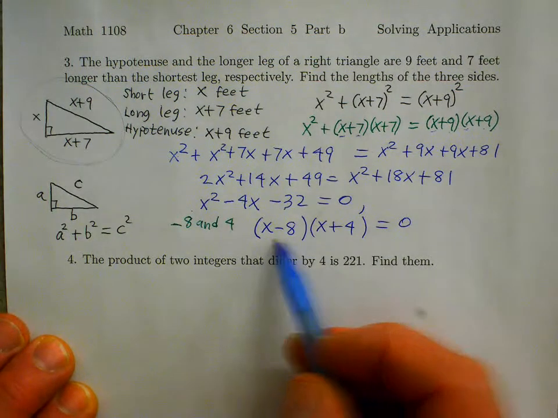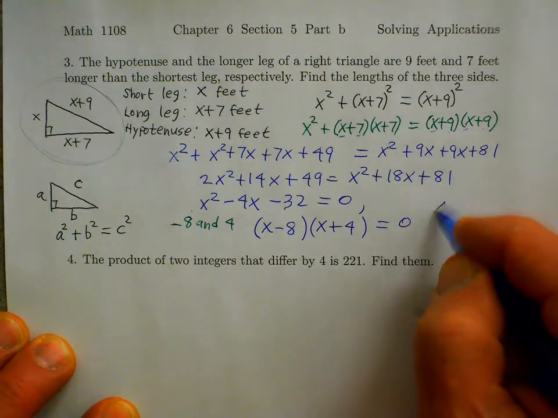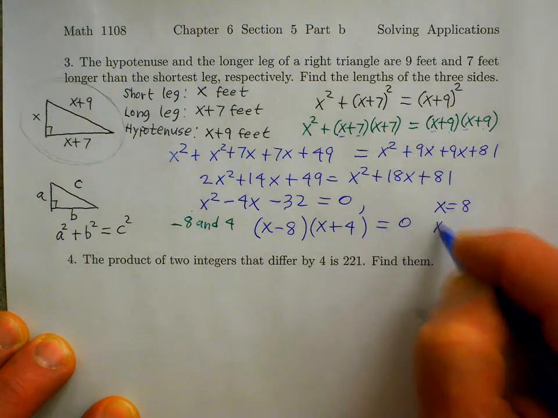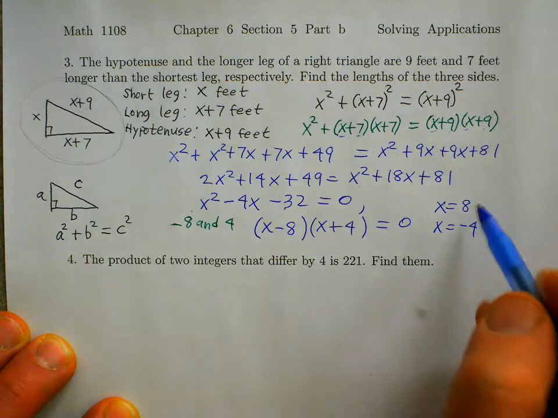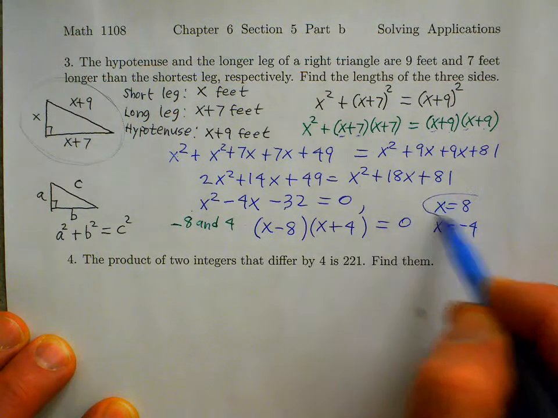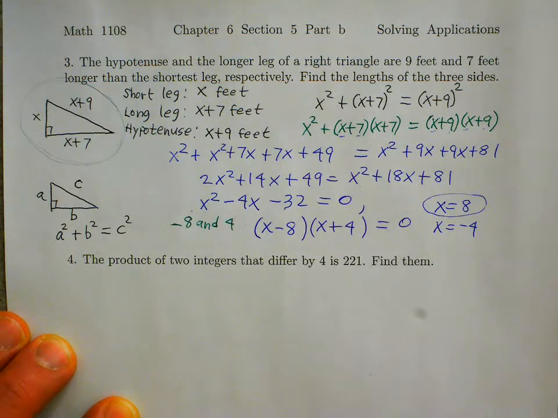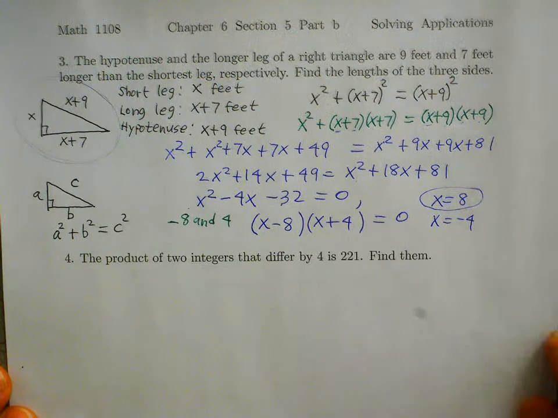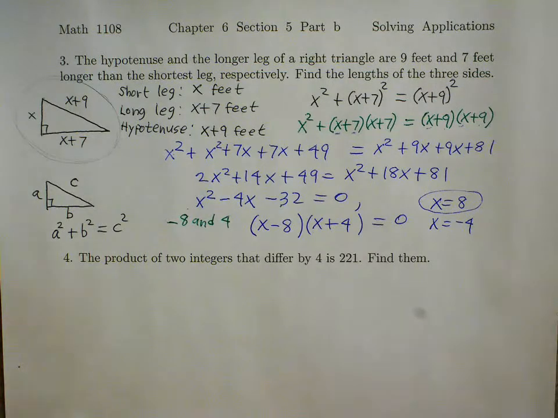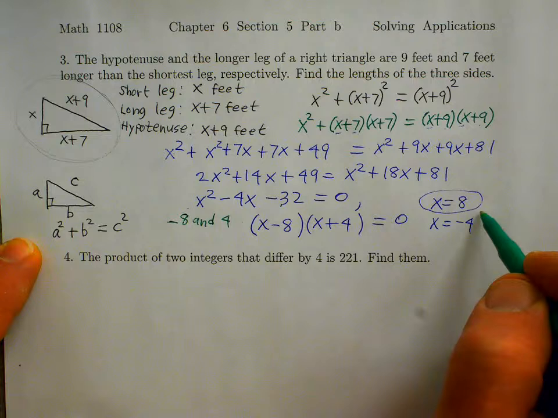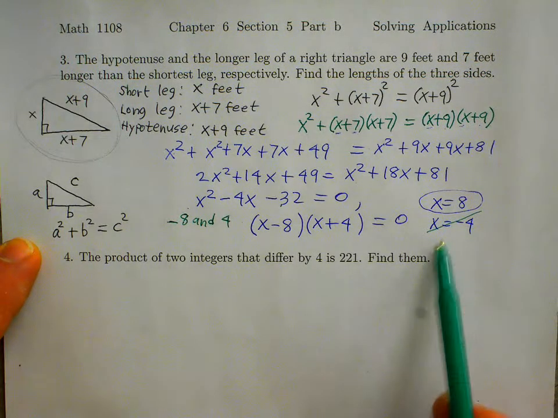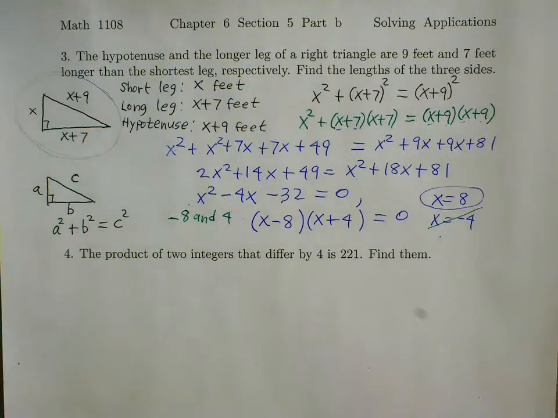Okay, so this equation has two solutions. One is positive 8, and the other one is negative 4. But in this problem, the solution that is positive is the one that we want. Because normally, we don't use negative numbers for lengths of sides of polygons or triangles in particular.